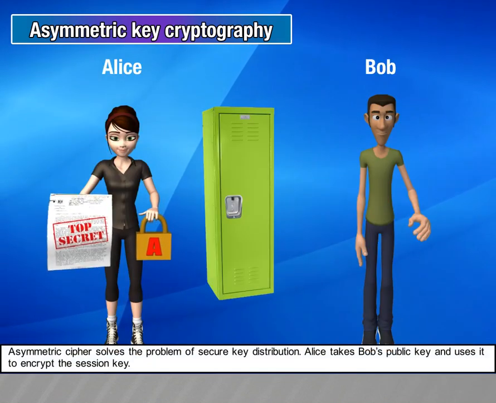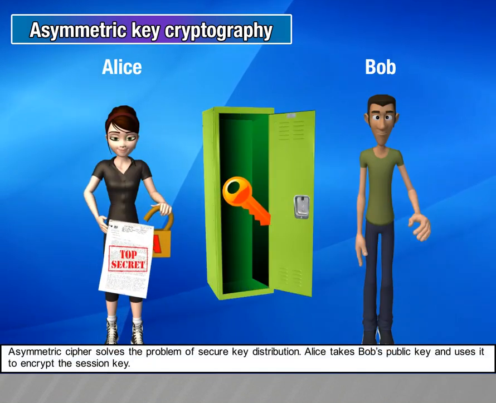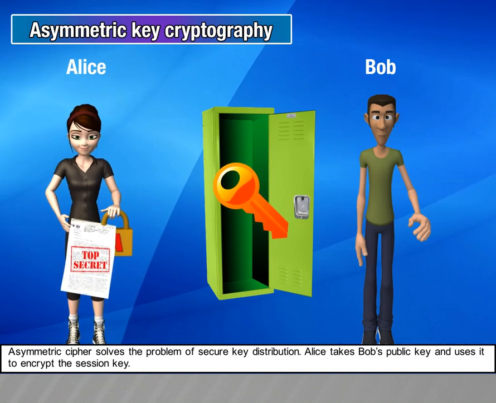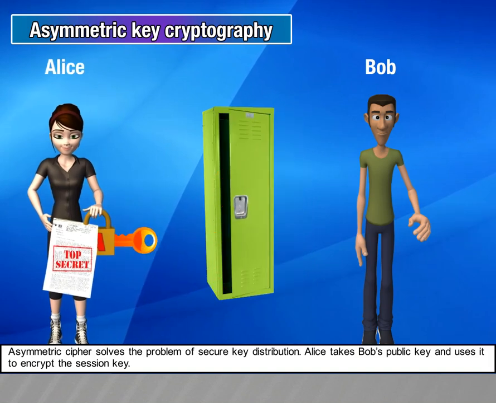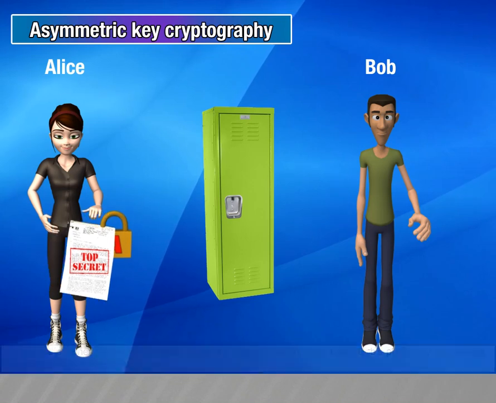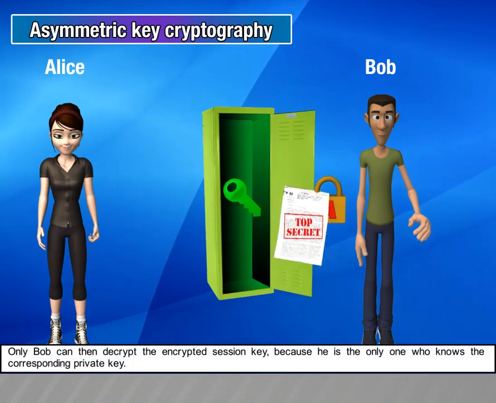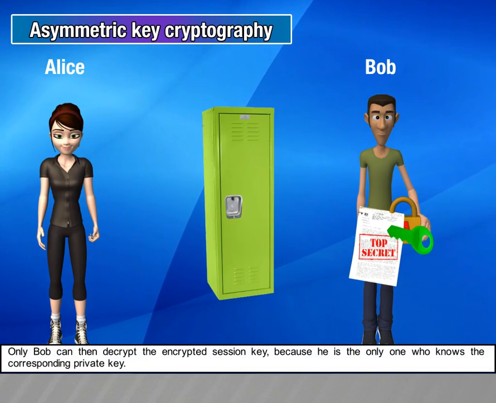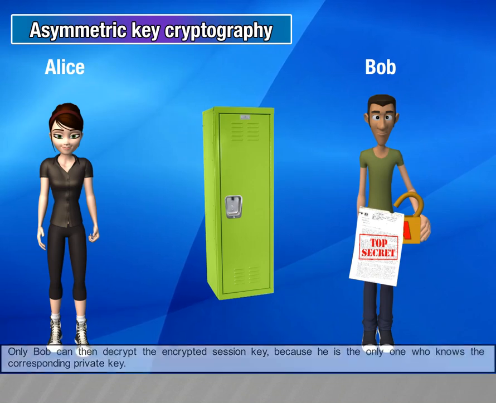Asymmetric ciphers solve the problem of secure key distribution. Alice takes Bob's public key and uses it to encrypt the session key. Only Bob can then decrypt the encrypted session key because he is the only one who knows the corresponding private key.